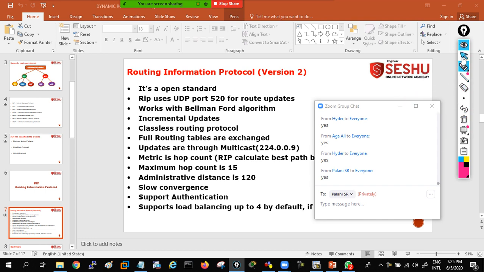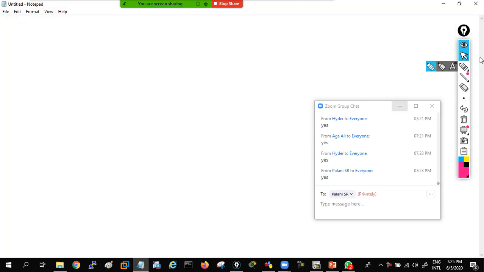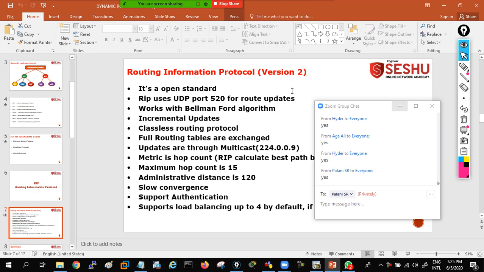Yeah. Hello. Yeah, Palani. Incremental update and slow convergence are different, both have opposite behavior. If you are adding any new route, it will update immediately. If you change something existing, it will take some time, like 30 seconds sometimes. If you delete or modify something existing, that will take time. If you are adding new, it will be taken immediately. Got it, boss? Okay, sir.